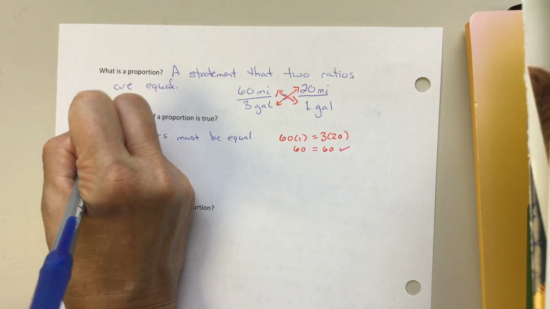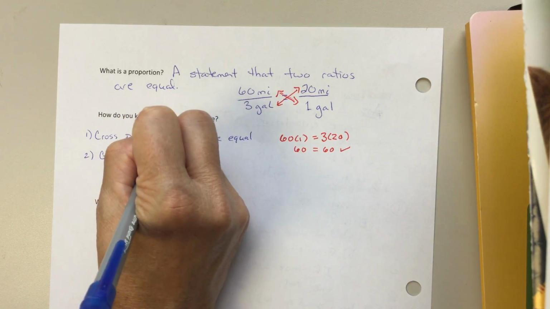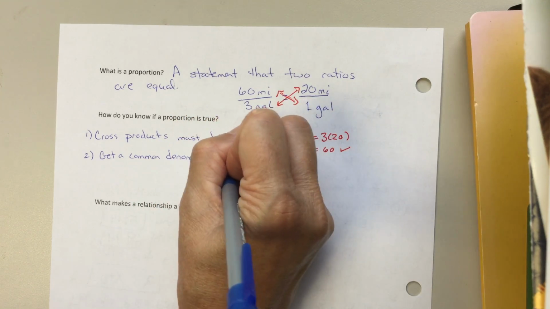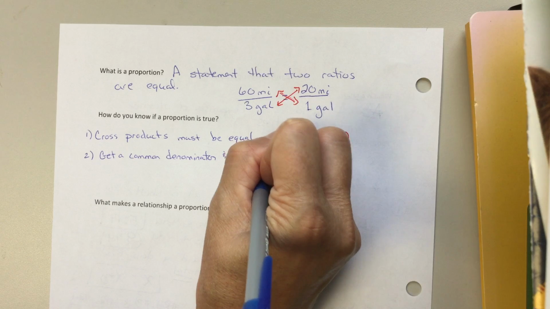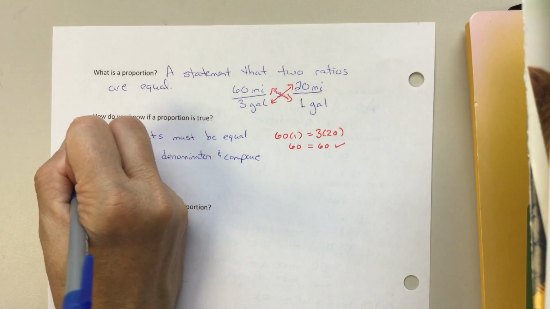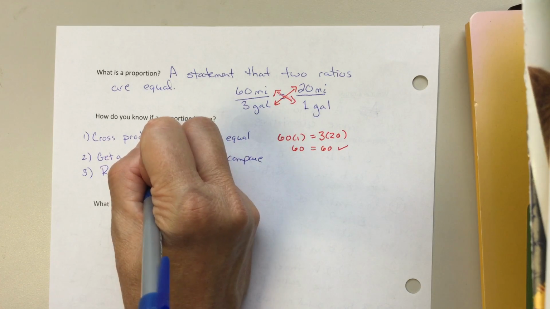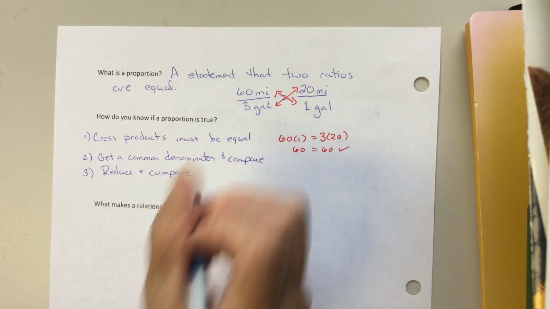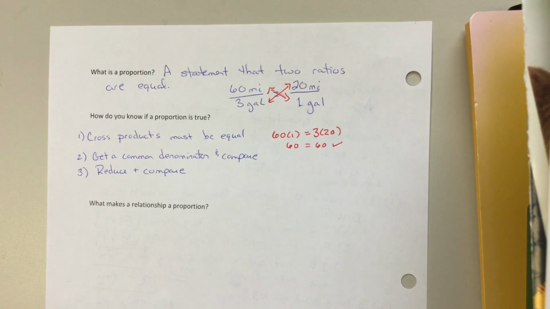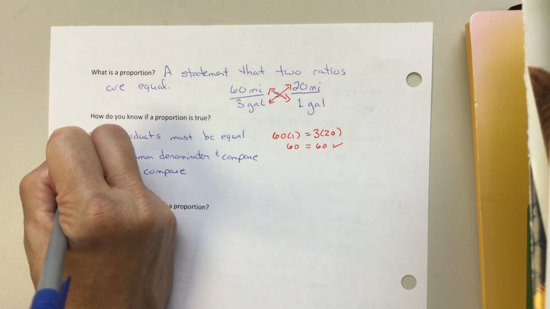Another thing I can do is I can get a common denominator and compare. Okay, so if you get the same denominator, as long as the numerator is the same, then you know that they match up. Another thing you can do is reduce and compare. This doesn't always work because they don't always reduce to be the same thing, but that we could in this case. We could reduce the fraction on the left to be the fraction on the right, and we'd know those are the same thing.